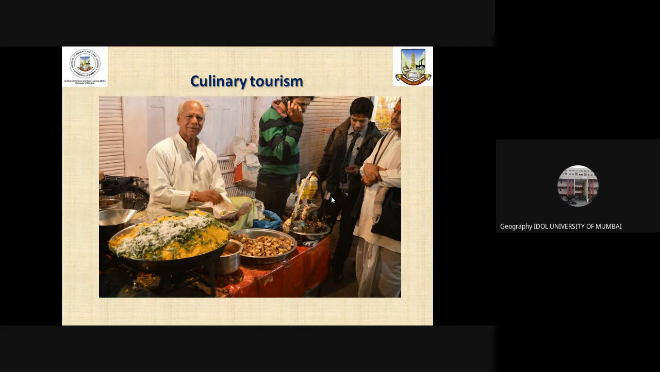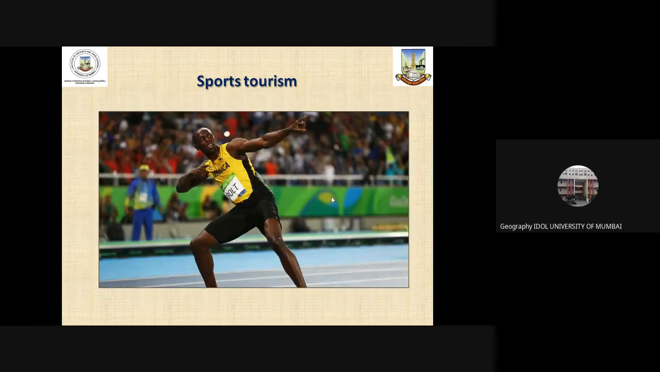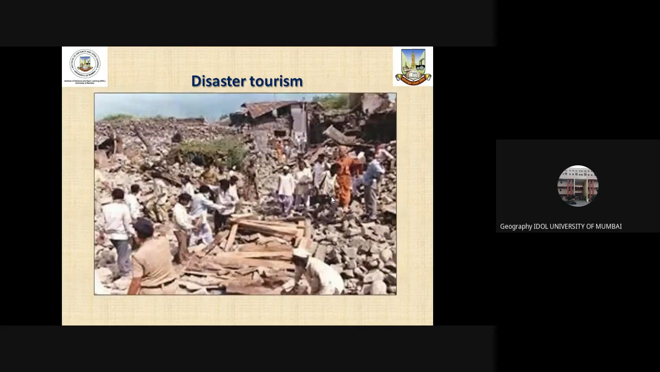Like for example, culinary tourism, like Chappan Bhog and places like that in Indore, which is very famous for different kinds of foods. Sports tourism, maybe the Olympics, international tournaments, and so on, wherein people go and visit such places and enjoy. Disaster tourism, like for example the places where an earthquake has taken place, the places where a tsunami has taken place. After the disaster is over, people go and experience the after effects of such disasters.